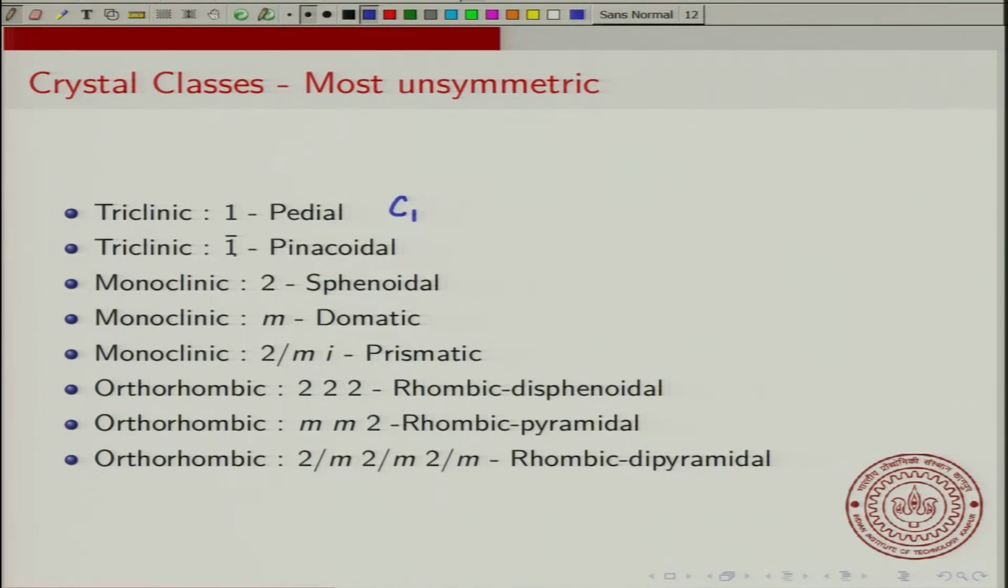The second is the pinacoidal, where 1 bar is the only symmetry. So it has a center of inversion. So you just denote it by 1 bar. In the Schoenflies notation, you either use Ci or you use S2. Ci is equivalent to S2. Similarly, the sphenoidal has only a two-fold axis, so this would be a C2 group in the Schoenflies. So these are the Schoenflies symbols.